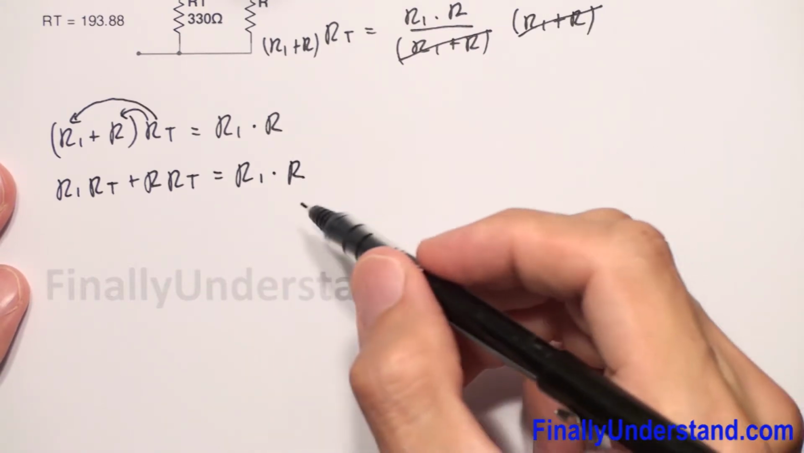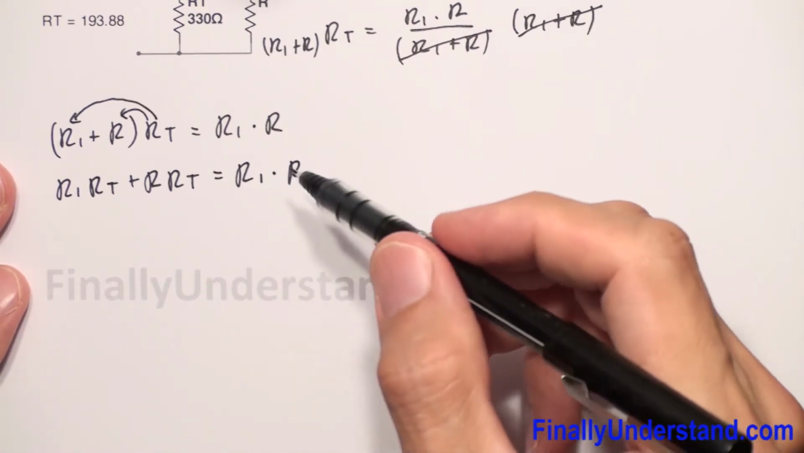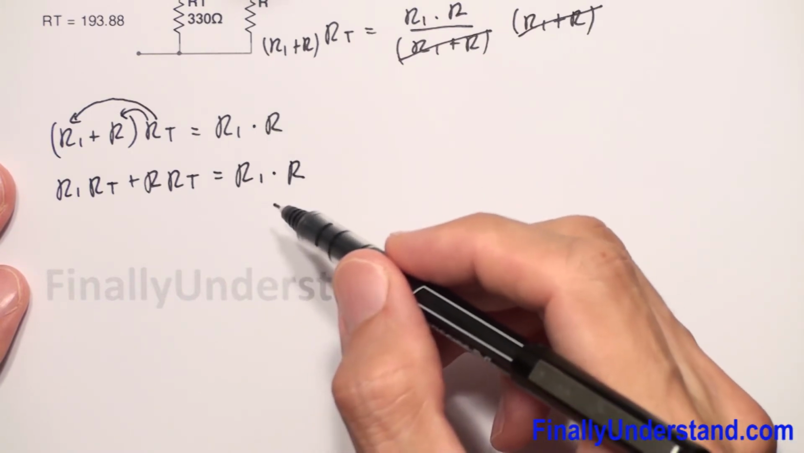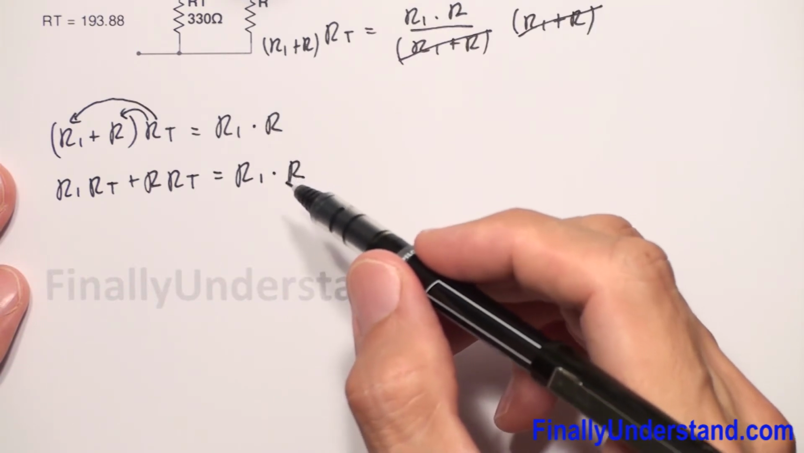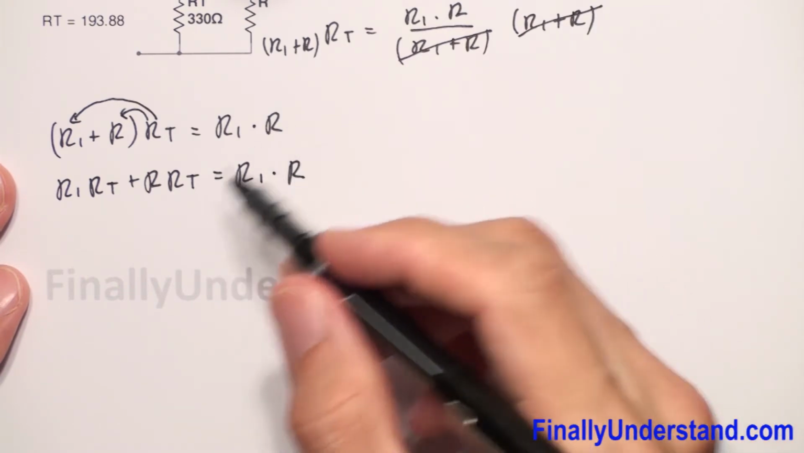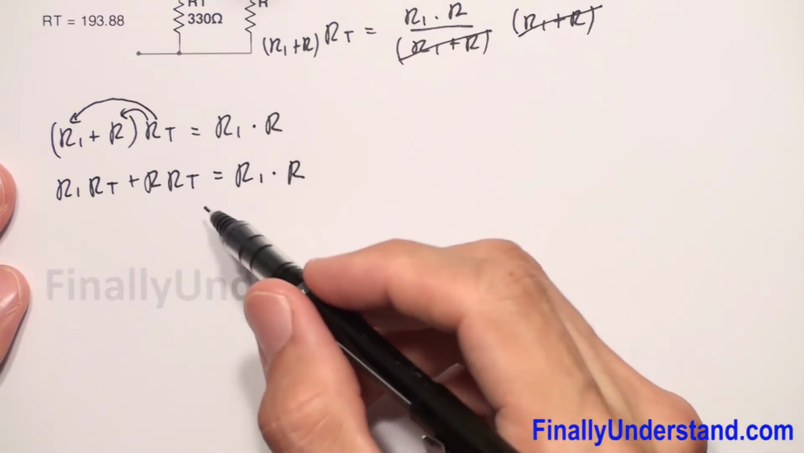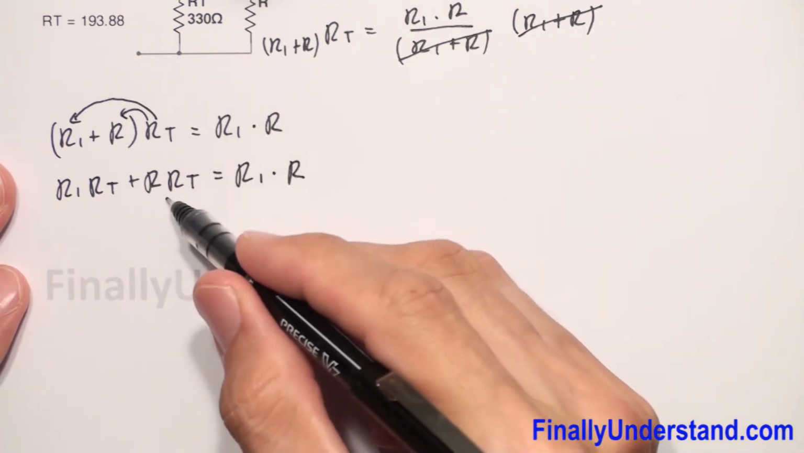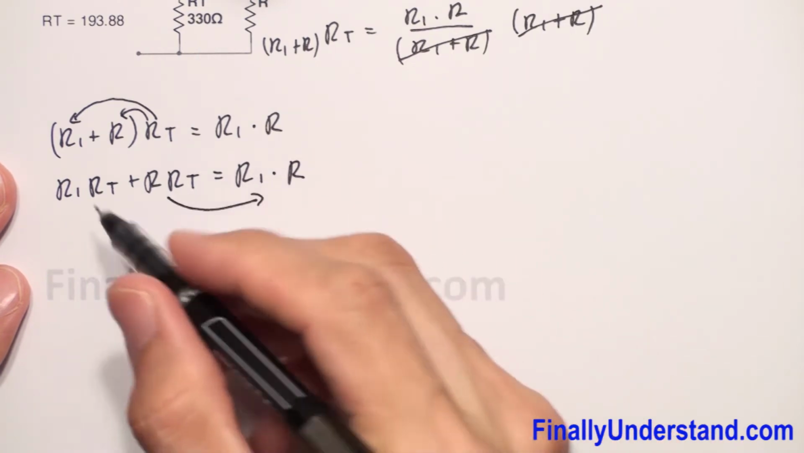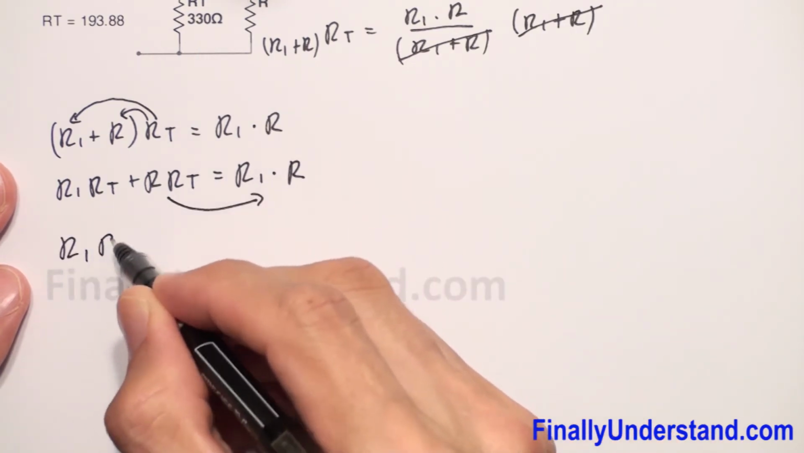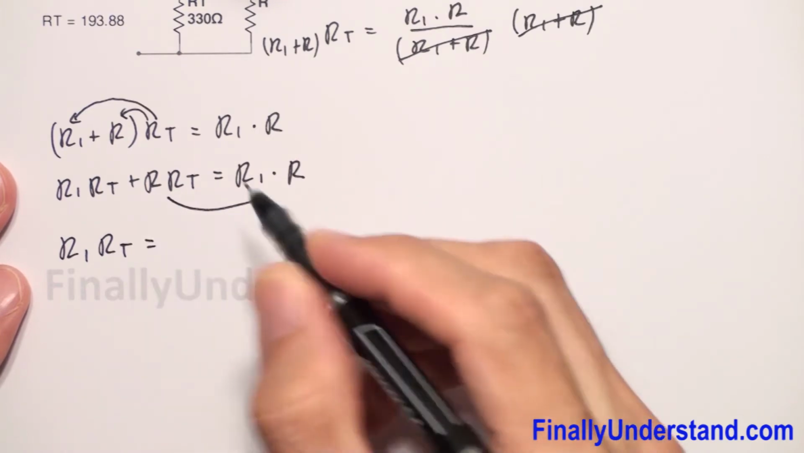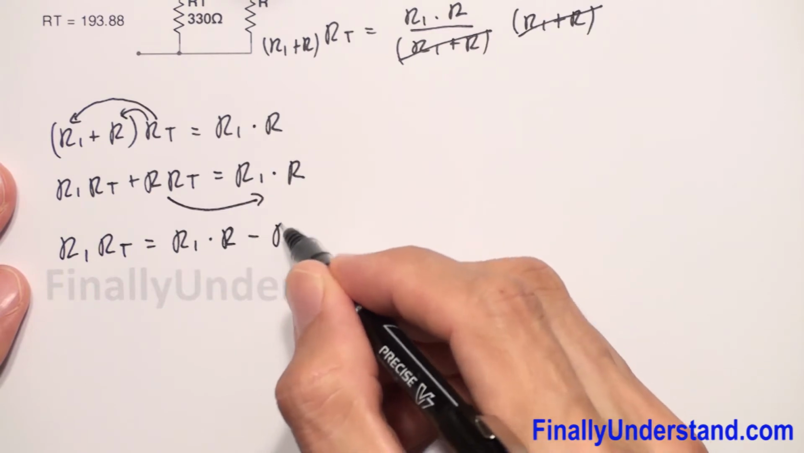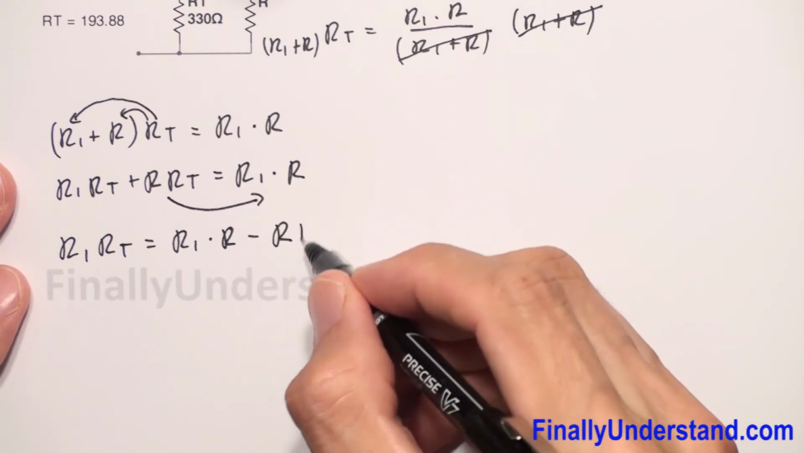Because I'm looking for R, I'm going to bring all terms which contain R to one side, and everything without R I'm going to leave wherever it is. So simply I'm saying that I have R over here and I have R over here. I'm going to bring it to the right side. So I have R1 times RT is equal to R1 times R minus R RT.